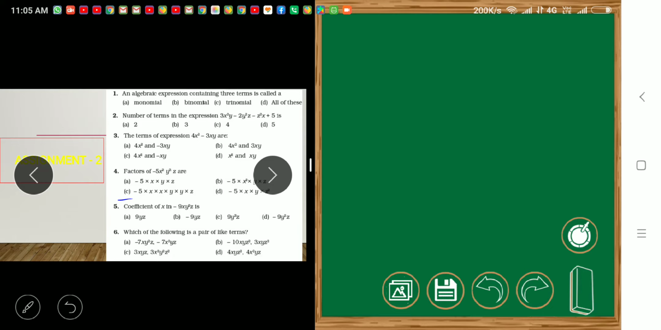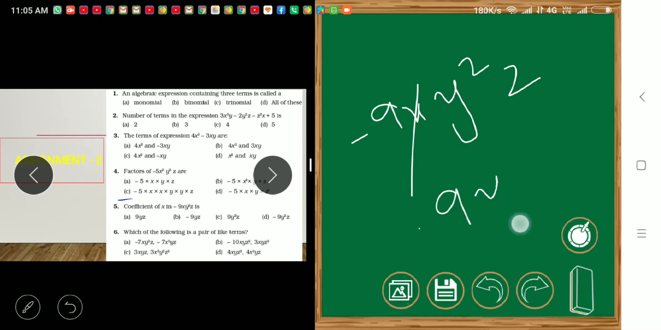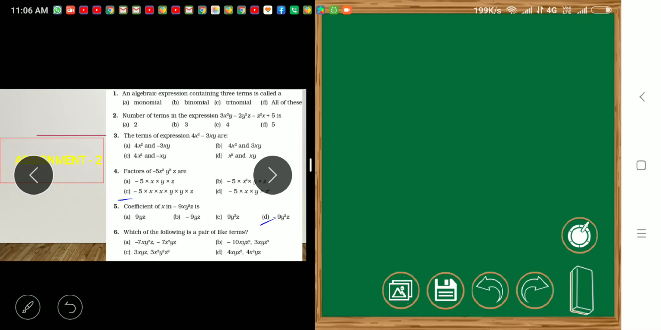Coefficient of x. See here it is asked in minus 9xy square z, the coefficient of x. So cut the x, minus 9y square z. Why do we need to cut the x? They asked the coefficient of x, so leave the x variable, and the remaining terms we need to write. So the answer is, minus also we need to write, minus 9y square z. D is the answer.